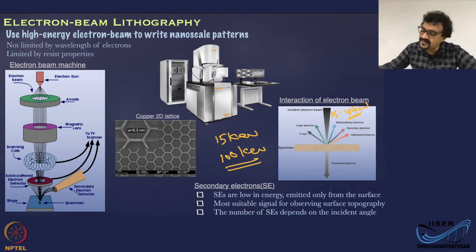And apart from all this, there is also a transmitted electron beam, which you can get when the substrate is really, really thin, which will allow the electrons to go through. That is what is used in transmission electron microscopes. But this is a scanning electron microscope where you are getting the image using the secondary electrons or the backscattered electrons, and you are using this machine to write the pattern using the secondary electrons.